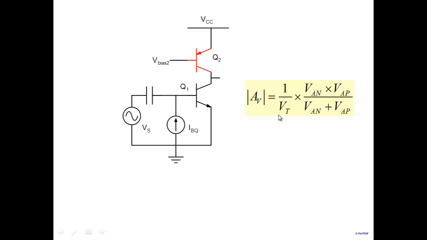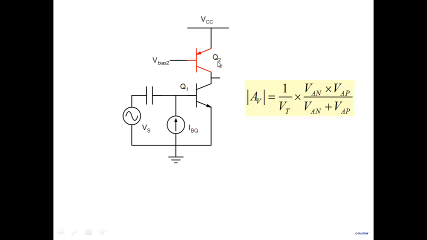Now, what do we note about this? Do you see anywhere any dependence on collector current, ICQ? Is there any dependence on ICQ? None. No dependence on ICQ. Is there any dependence on VCC? There's no VCC here at all. All that I have to do is ensure sufficient VCC to keep Q2 and Q1 in active mode. That's all.